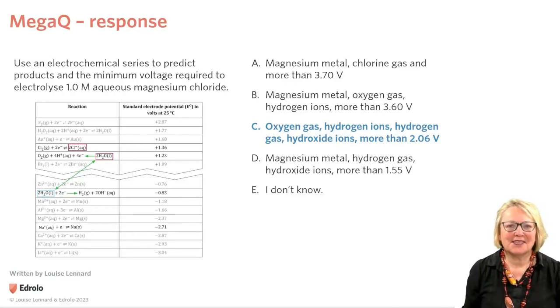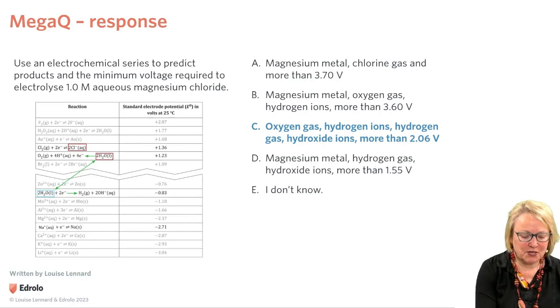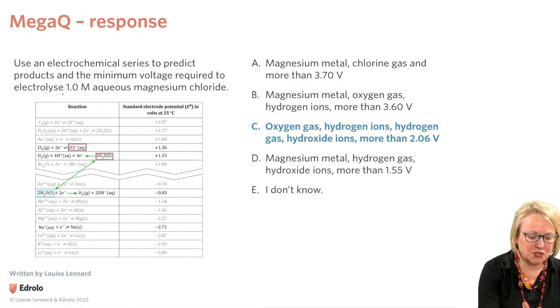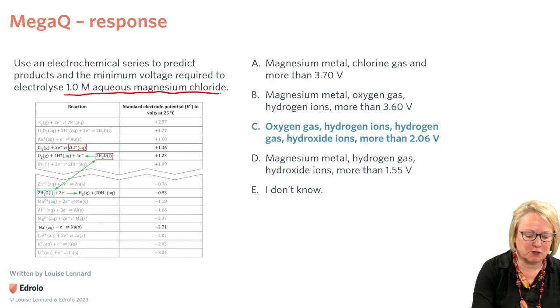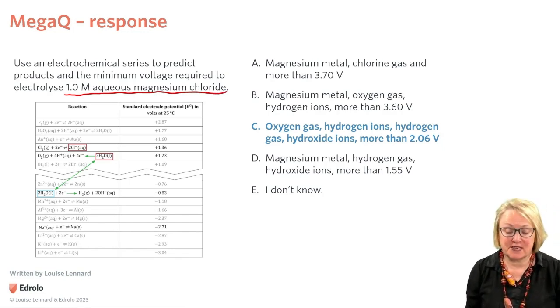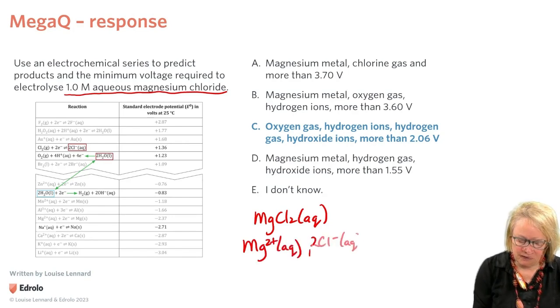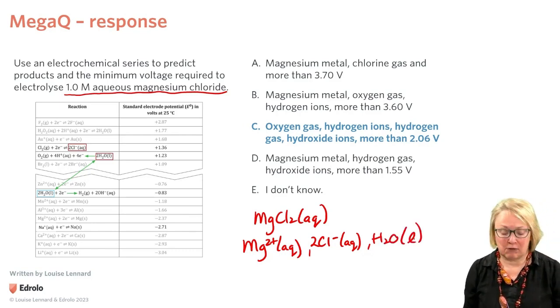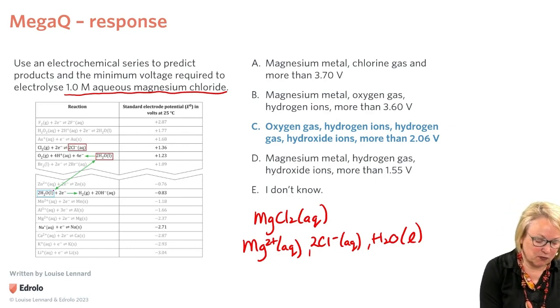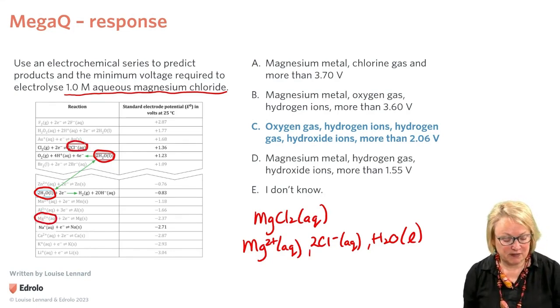Okay, so you need to unpack this question. We're told that we have a 1 molar aqueous solution of magnesium chloride. So the first thing we want to do is identify the species that we have. Magnesium chloride, aqueous, contains magnesium ions, chloride ions, and water. So we want to locate all of those species on our electrochemical series. So we've got water here, we've got magnesium ions here, chloride ions here.